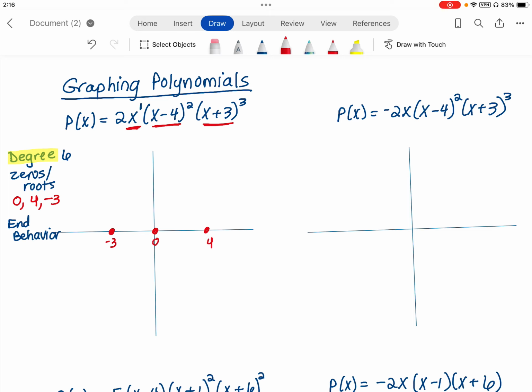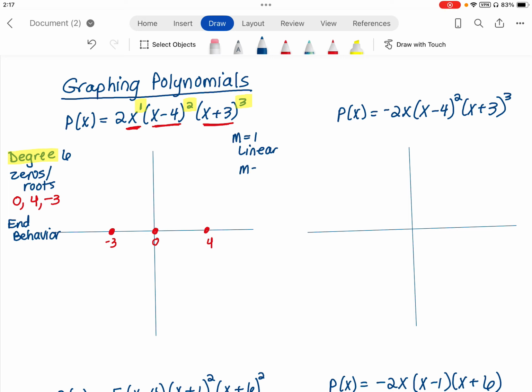All right, so now we need to think about our multiplicities. Okay, so our multiplicities are these exponents. So this root that's at 0 has a multiplicity of 1. This root that's at 4 has a multiplicity of 2. And this root that's at negative 3 has a multiplicity of 3. And the multiplicities tell us how the graph is going to behave at each of those roots. When you have a multiplicity of 1, then this is a linear look, and that means that the graph is just going to cross right through that, almost like a line.